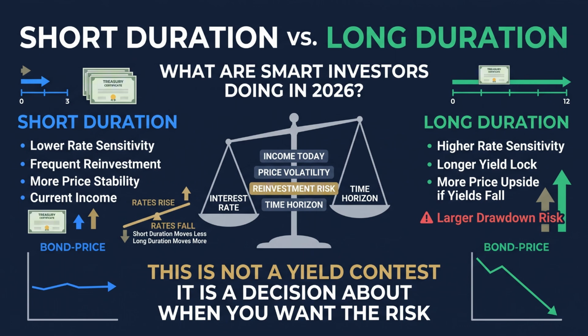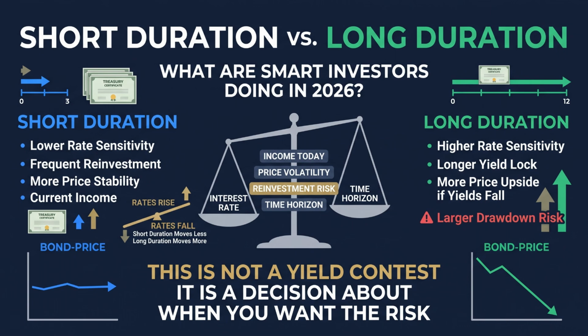Long-duration bonds make a different promise. They allow investors to lock in yields for longer periods and may generate significant price appreciation if long-term interest rates decline. But the same sensitivity works in reverse. When long-term yields rise, long-duration bond prices can fall much more than many investors expect from an asset labeled fixed income. So this is not simply a competition between safe bonds and risky bonds. It is a decision about when and where the investor wants to accept risk.